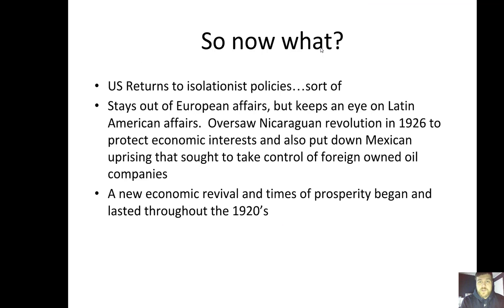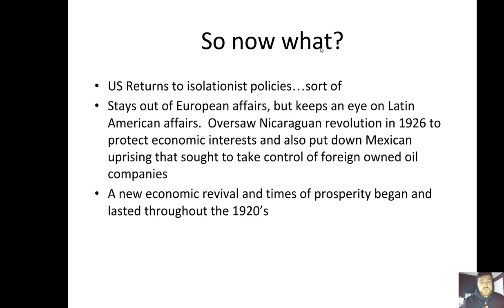So now where do we go from here? The U.S. is returning to its isolationist policies, sort of, kind of. We're still pretty heavily involved in Latin America, South America. We're putting down revolutions. We're still sort of enacting that Roosevelt corollary, in effect. We're trying to maintain possession and resources in our own backyard.